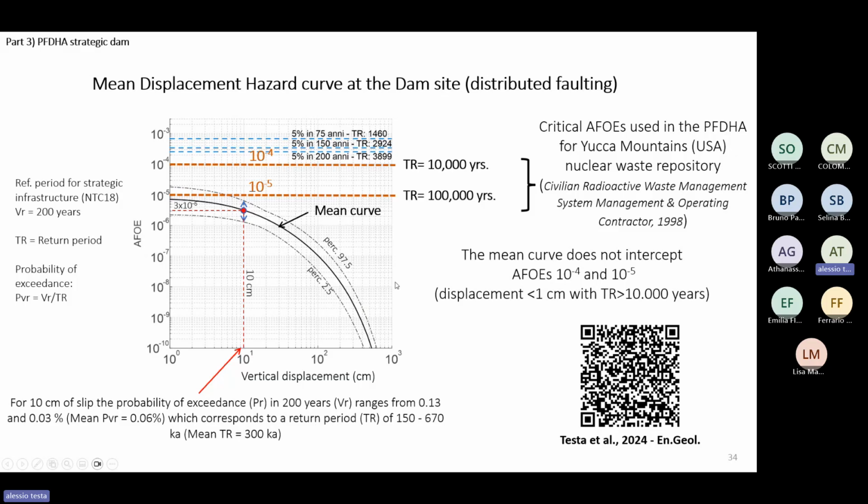And the engineers and geologists of the Office of the Ministry in charge of the safety of dams in Italy judged this level of risk acceptable, and the final result was to continue operating. The results of this analysis were published in 2024 in Engineering Geology, for whoever is interested in seeing the details.